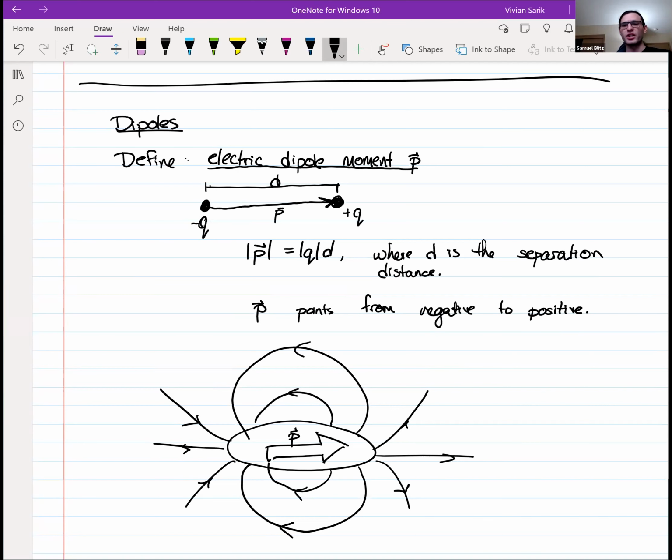Just as a quick note, though, the dipole moment points in the opposite direction of the electric field between the two charges.